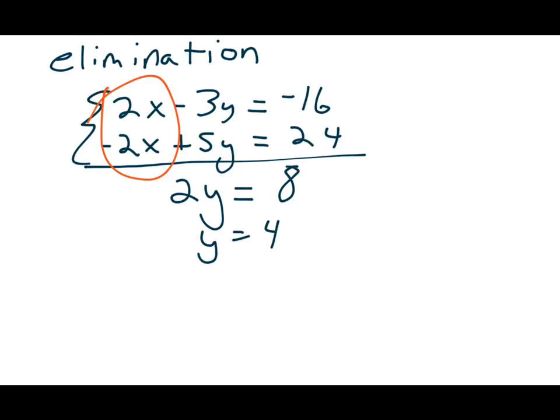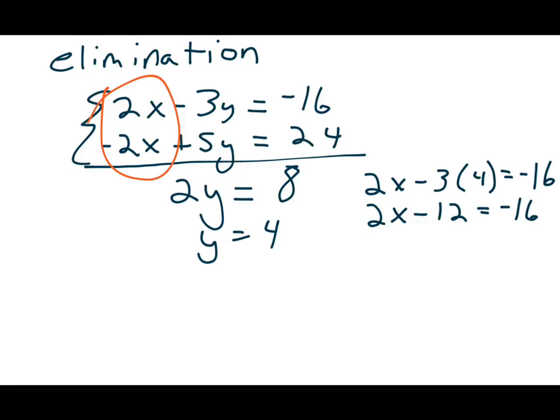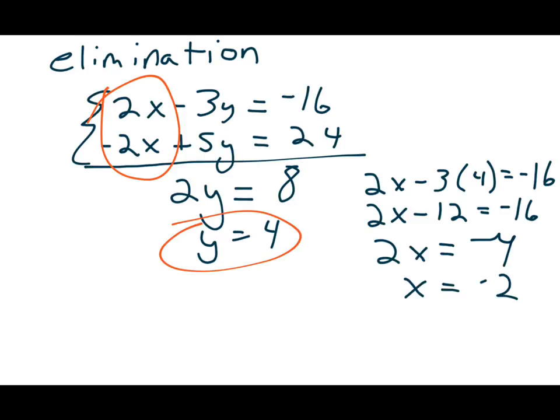Then we can take that and plug it into either equation to find x. So 2x minus 3 times 4 equals negative 16. That's going to be 2x minus 12 equals negative 16. Add 12 to both sides. 2x equals negative 4, and x equals negative 2. There's our solution.